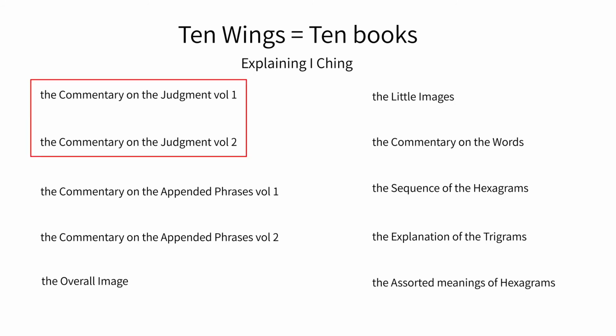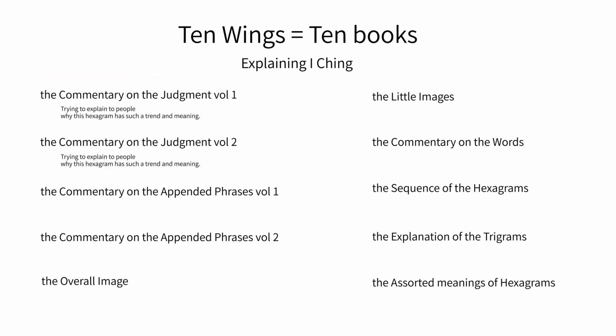The paragraphs in the Commentary on the Judgment Volume 1 and the Commentary on the Judgment Volume 2 are the interpretation of the judgment in each of the 64 hexagrams. What is the purpose of Confucius writing this book? To put it simpler, the judgment is talking about overall trend and meaning of a certain hexagram, and the commentary on the judgment is trying to explain to people why this hexagram has such a trend and meaning.